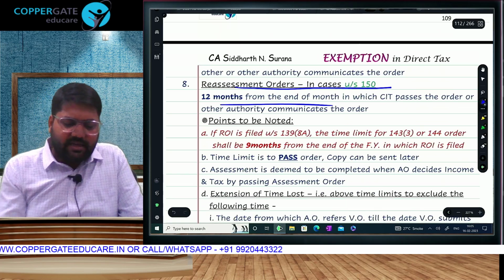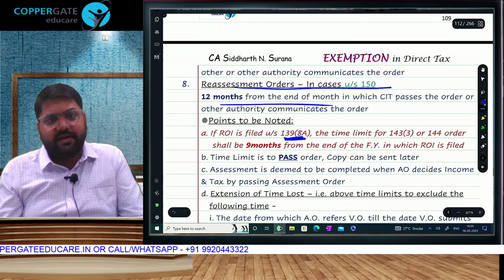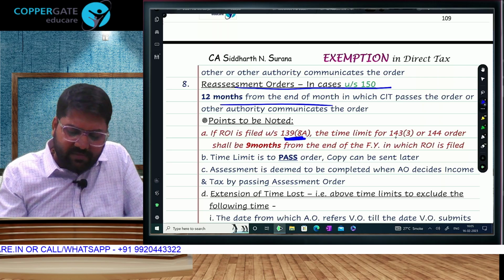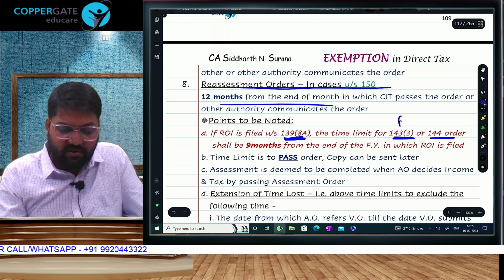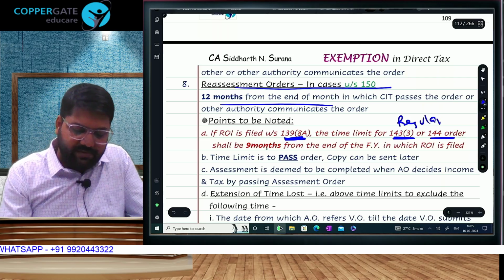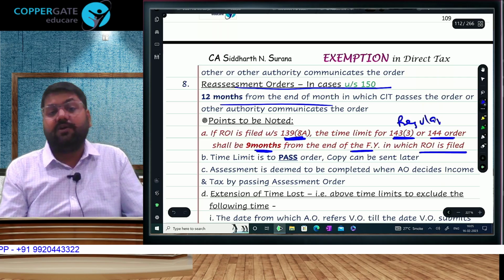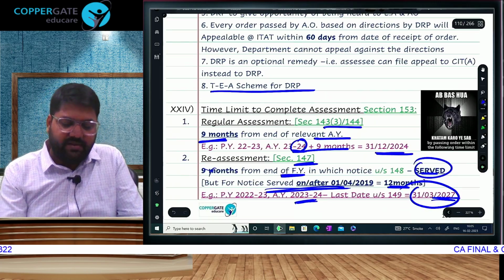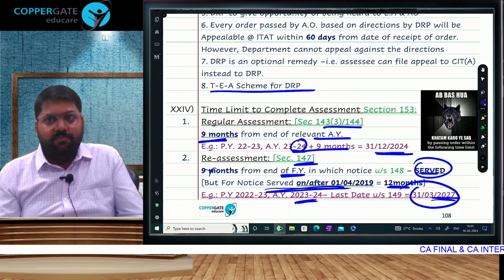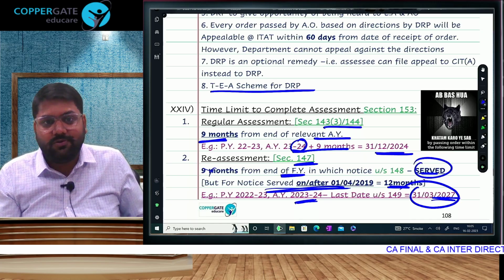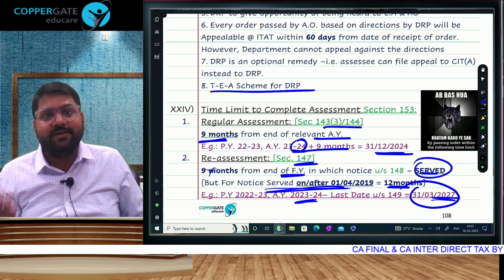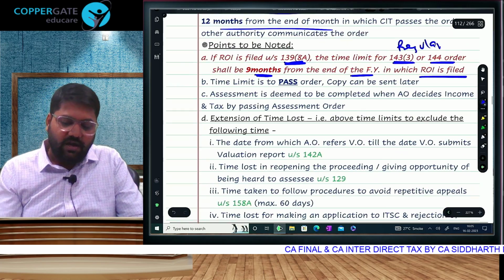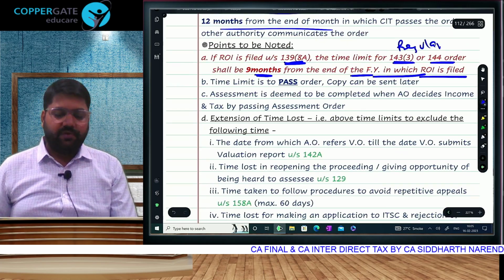One more amendment that has taken place because of this concept, updated return, which is a new concept. If return is filed under this provision, then the time limit of scrutiny or base judgment, which is nothing but your regular assessment order, shall be 9 months from the end of the financial year in which ROI was filed. See, understand, ordinarily regular assessment ka time limit is 9 months from the end of relevant assessment year. But updated return can be filed later also, no? 24 months we are giving, no? So, in that case, it will be 9 months from the end of the year in which the ROI was filed in case of updated return.